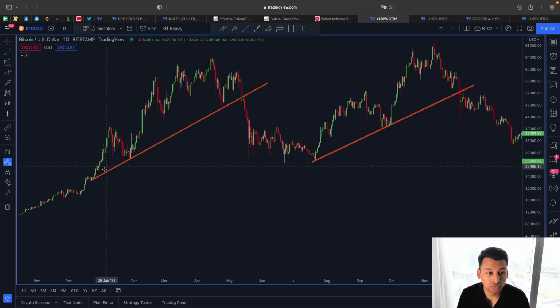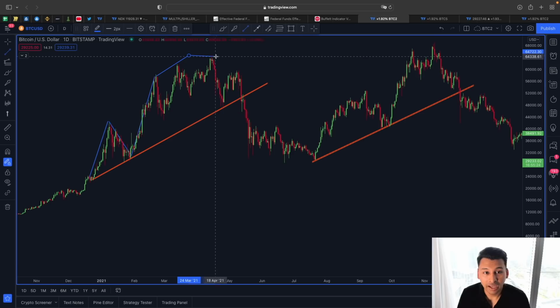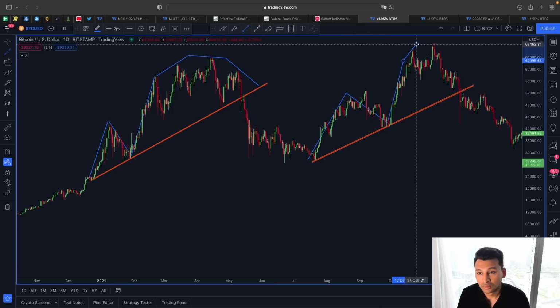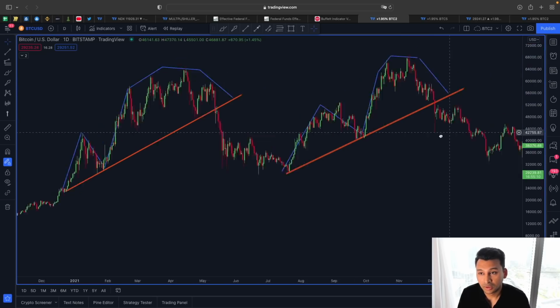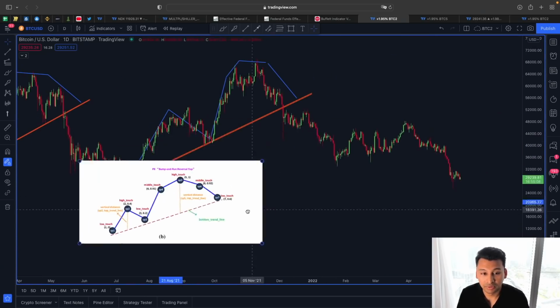So now we are going to look at this as a bump and run reversal bottom, right here as well. Right, bump and run reversal bottom, and look at this example.